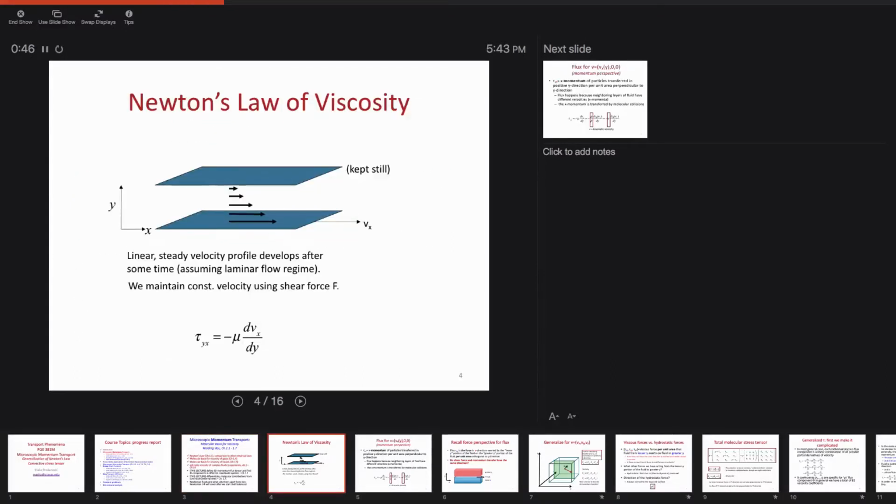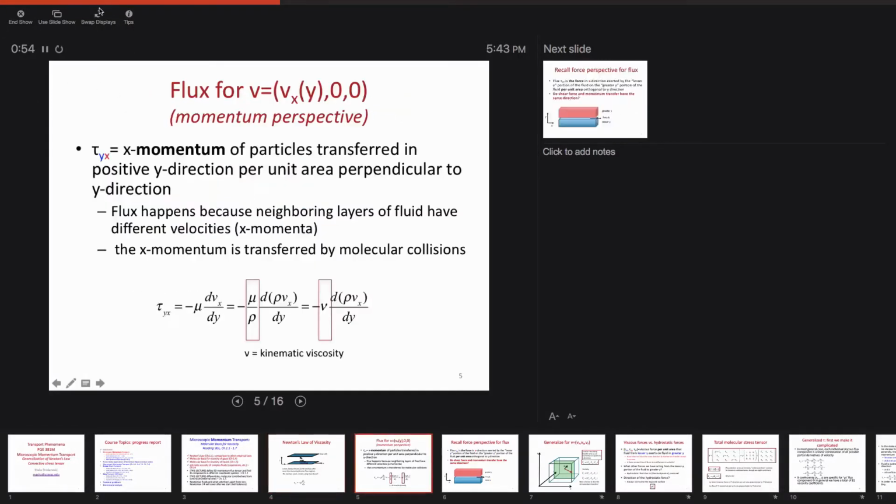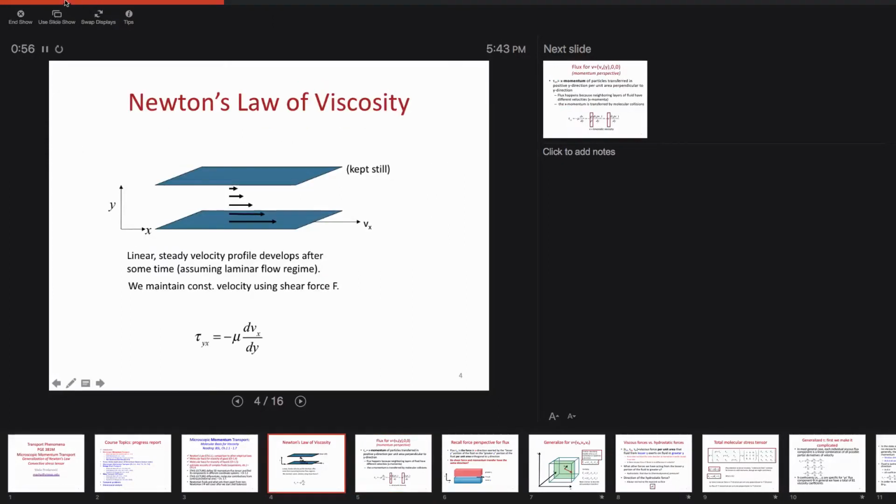Okay. So Newton's law of viscosity is, okay, I'm back to this situation of... not showing. No? It didn't swap the displays. Okay, I'm going to leave it as is, but it's a little annoying.